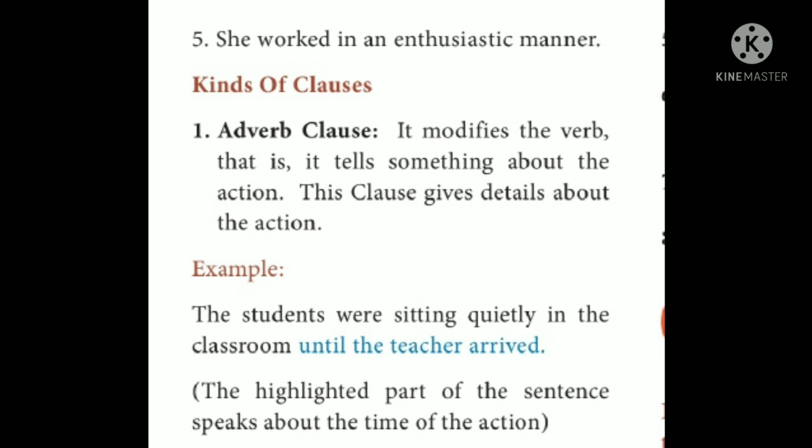See the example now: The students were sitting quietly in the classroom until the teacher arrived. So here the verb is modified and it tells something about the action, giving detailed information about it. If you see the example sentence, the highlighted part speaks about the time of the action, how long they were waiting until the teacher arrived. So it is an adverb clause.